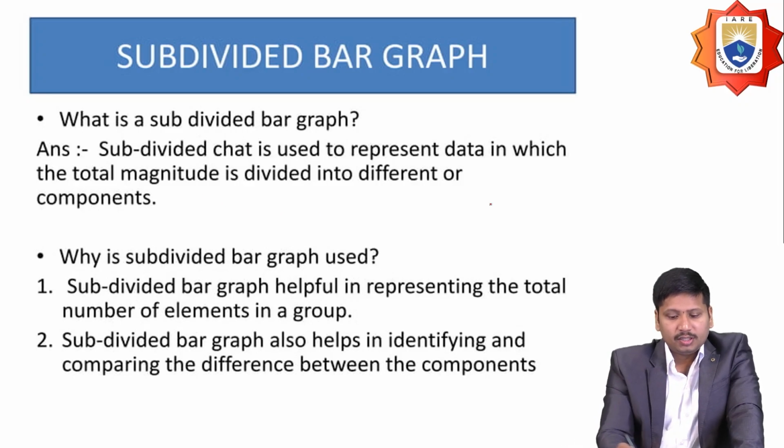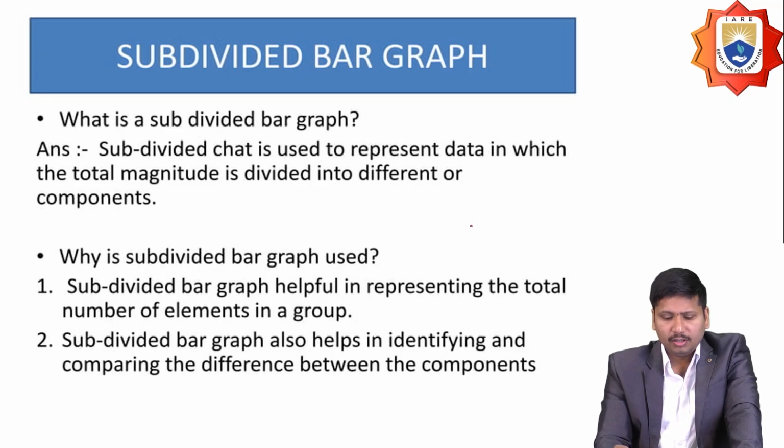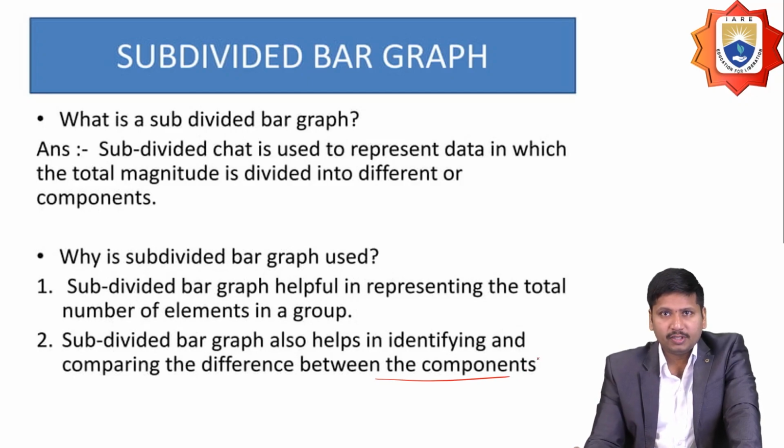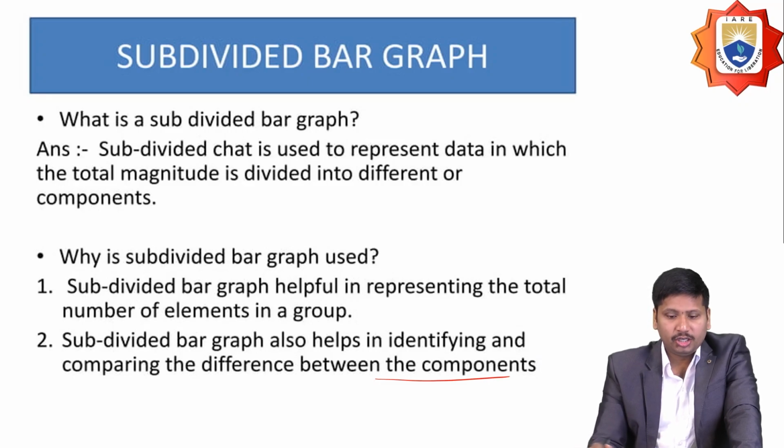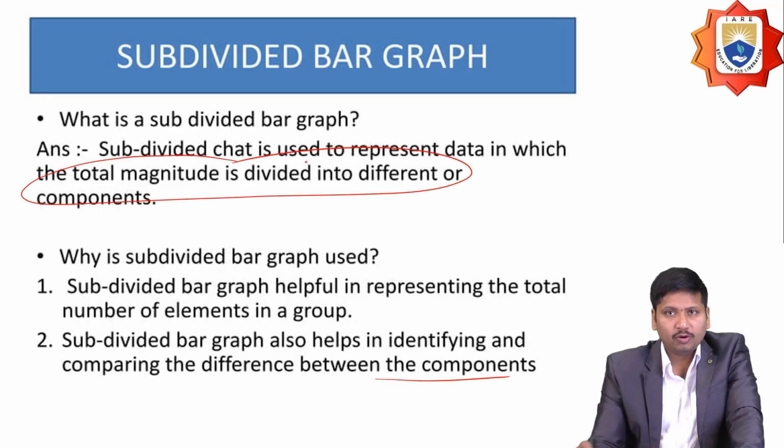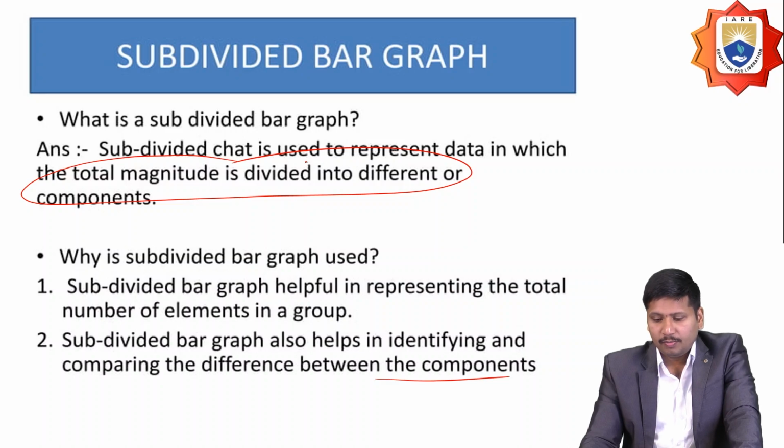So what is the main purpose of the subdivided bar graph? It is mainly helpful in representing the total number of elements, and it is also helpful in identifying and comparing the difference between the components. So the subdivided bar graph mainly represents where the total magnitude is divided into different components. That is the main purpose of this bar graph.